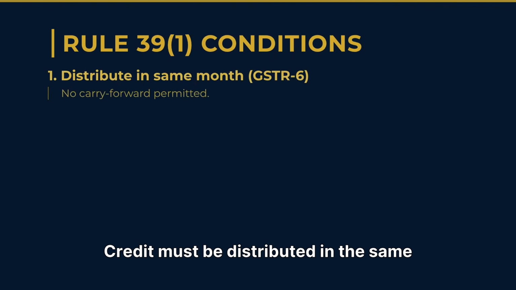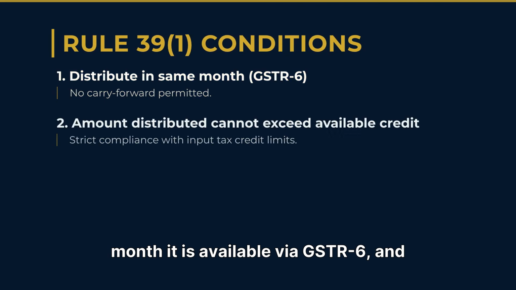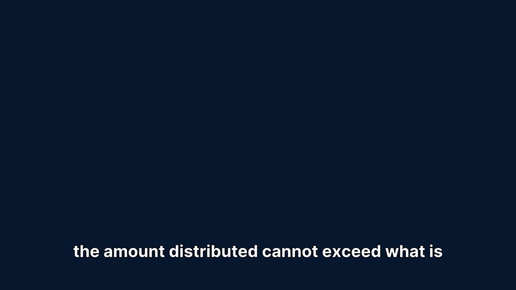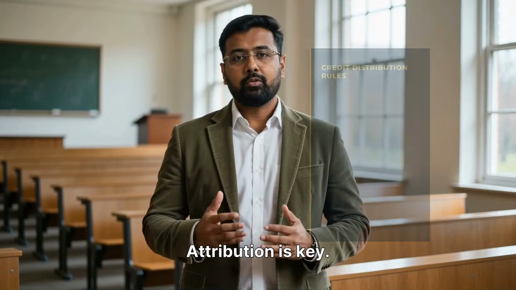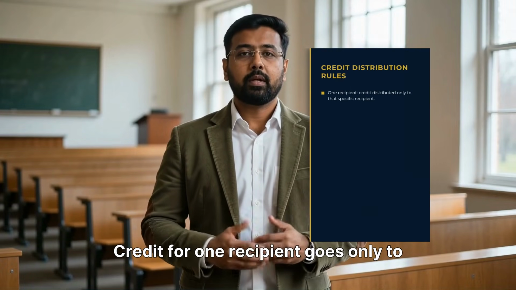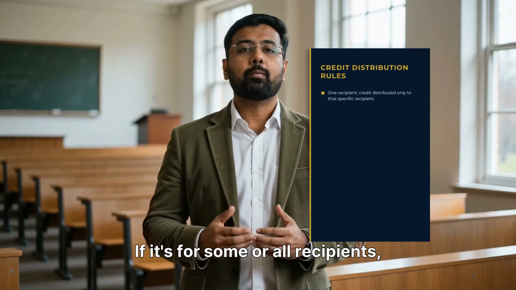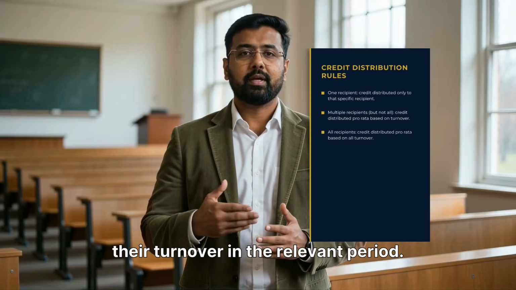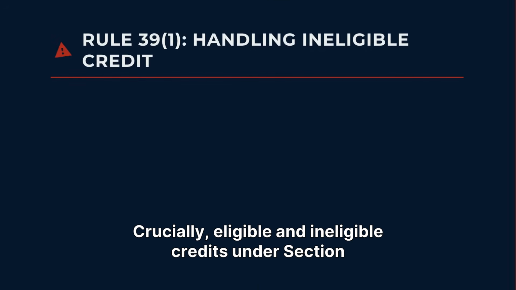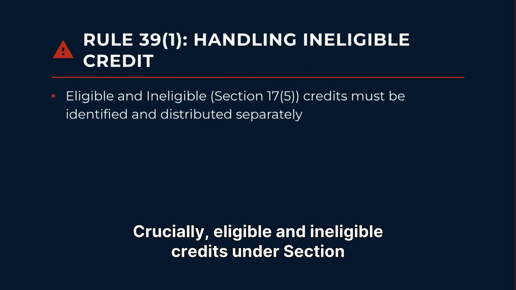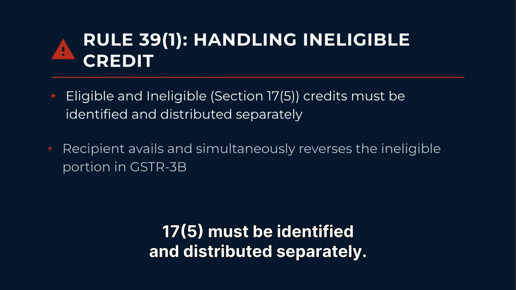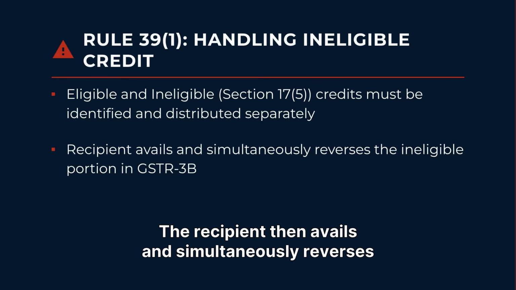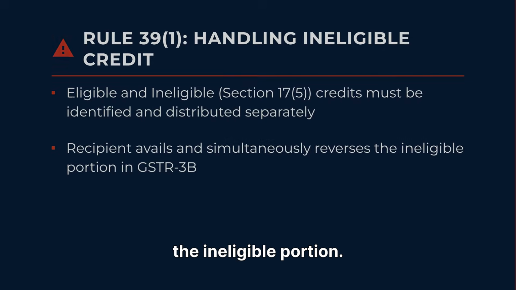Credit must be distributed in the same month it is available via GSTR6, and the amount distributed cannot exceed what is actually available. Attribution is key. Credit for one recipient goes only to them. If it's for some or all recipients, it is distributed pro rata based on their turnover in the relevant period. Crucially, eligible and ineligible credits under Section 17(5) must be identified and distributed separately. The recipient then avails and simultaneously reverses the ineligible portion.